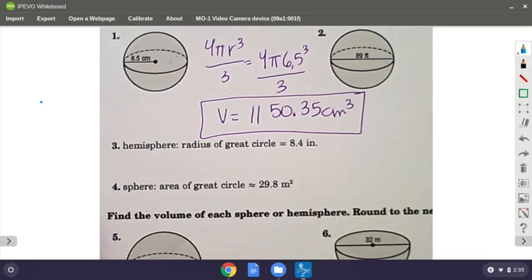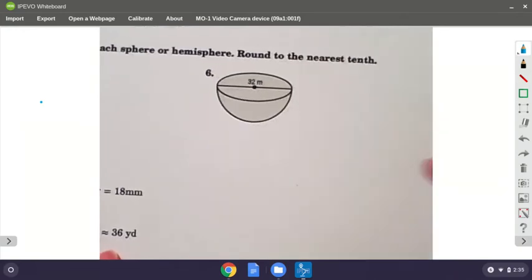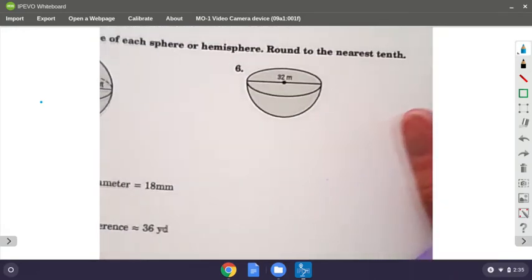Let's see, what else? Sometimes you might be asked to find the volume of a hemisphere. So you would just do the full sphere and divide by 2. It's just half of the sphere. So that's it for the basic ones.